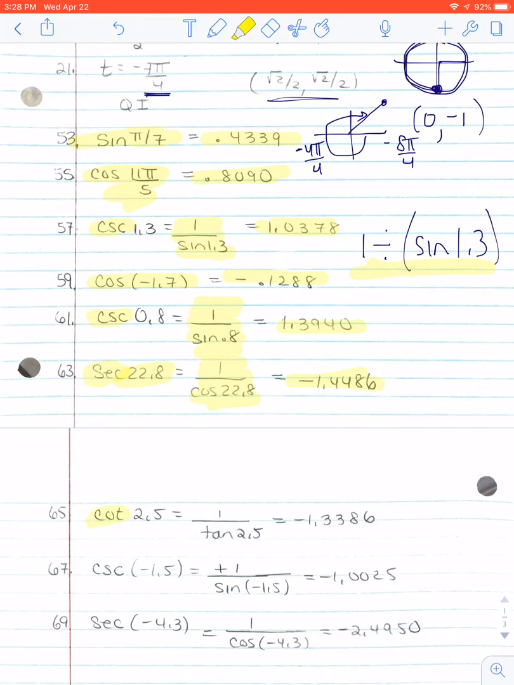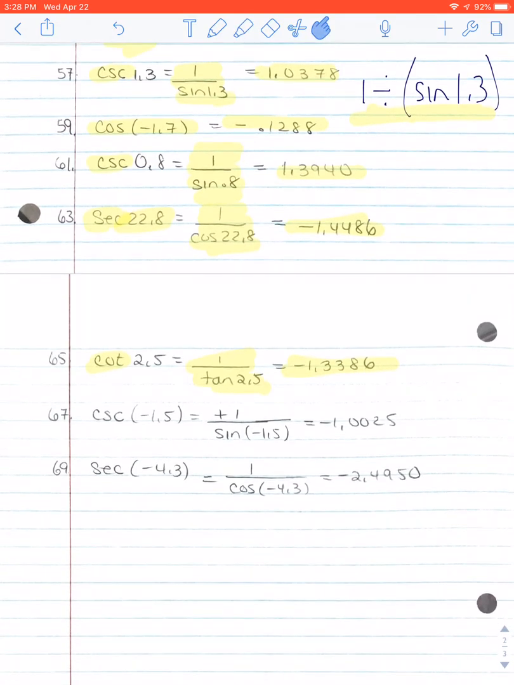Cotangent, we do not have a button for, but it's the reciprocal of the tangent. We're in radian mode. 1 divided by tangent of 2.5 radians. We'll get our answer. Okay, and then the last two are both reciprocals. The cosecant's the reciprocal of the sine. So we're going to do 1 divided by sine, negative 1.5. Round our answer to 4 places.